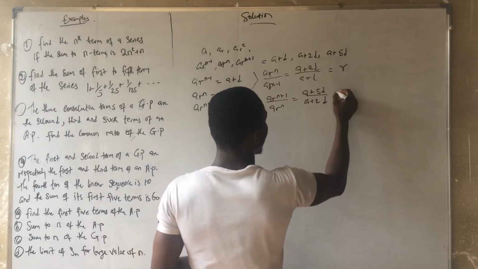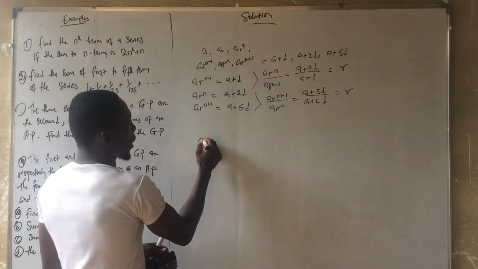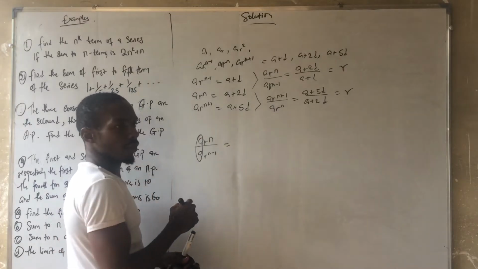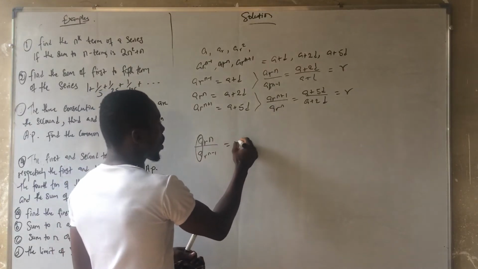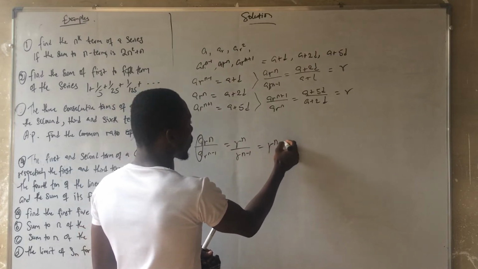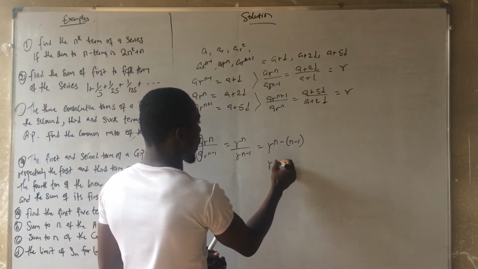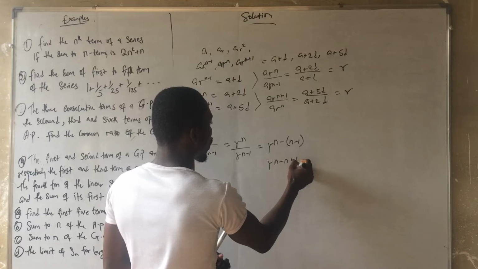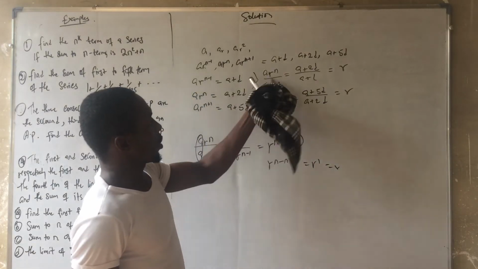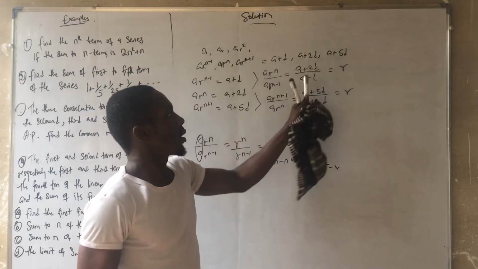And this is equal to r, this is equal to r. How is it equal to r? Let us check: ar^n over ar^(n-1). The a will cancel, and we have r^n over r^(n-1). This is r raised to the power n minus (n - 1), so r to the power 1, which is r. So this is equal to r, meaning that this is equal to this.